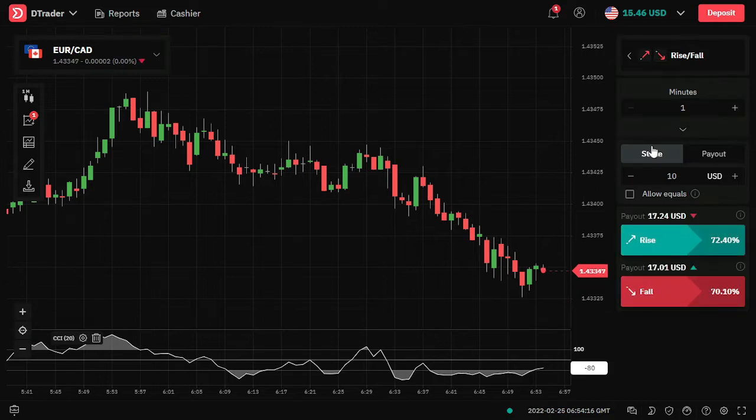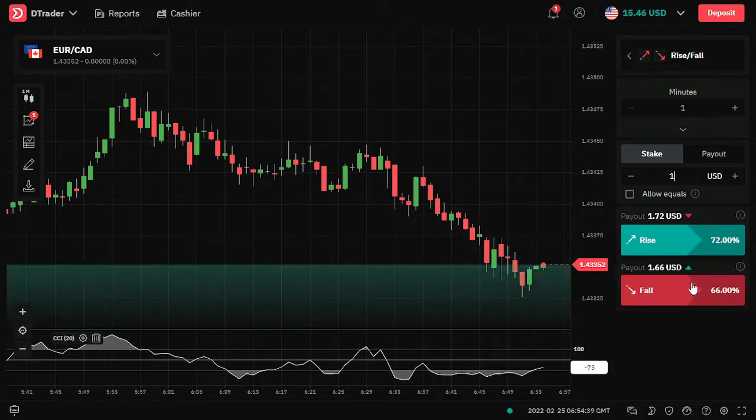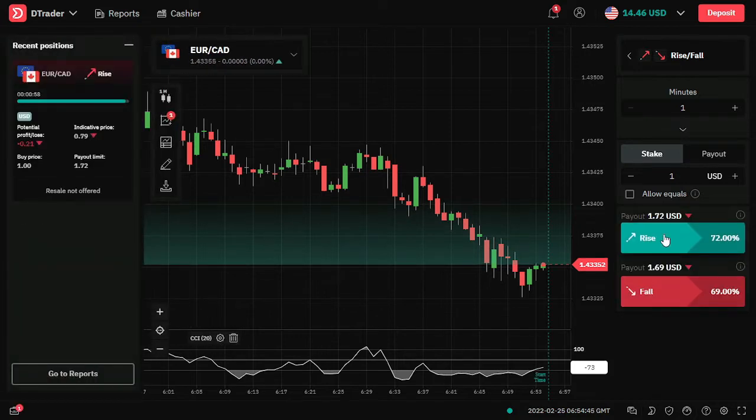Then you have got the option of entering an amount you are comfortable with losing. For example, if I put in $1, it means that if my prediction is correct, I'll get the $1 plus the 72%. But if it's incorrect, I'll lose it. So let's try it. Let me click on rise. I've predicted that within a minute it should rise, and if my prediction is incorrect, I am going to lose the $1. Let's wait for it and see what happens.